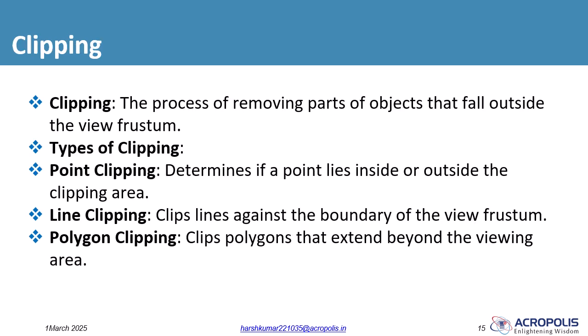Now, what do we mean by clipping? Clipping is the process of removing parts of the object that fall outside the view frustum. When you look from a camera's perspective at a real world object, it forms a frustum, and everything falling outside the frustum is cut off. That is known as clipping. There are multiple types of clipping. Point clipping determines if a point lies inside or outside the clipping area. Line clipping clips lines against the boundary of a view frustum, and polygon clipping clips polygons that extend beyond the viewing area.